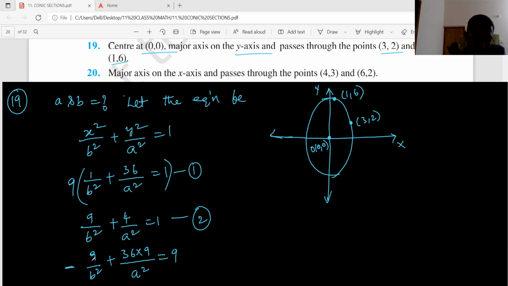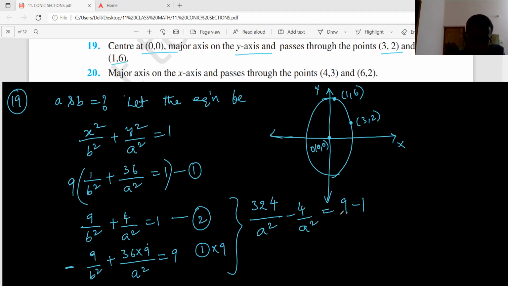So now we'll subtract. The second equation is 9 by b square plus 4 by a square equal to 9 as well, so when we subtract, 9 by b square gets cancelled. Here 9 into 36 is 324, so 324 by a square minus 4 by a square is equal to 9 minus 1. So 320 by a square equals 8.